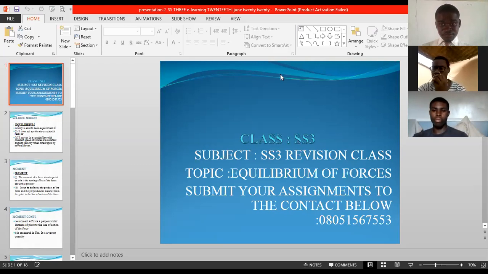So when the body acts at the same force, when all bodies act at the same force. Okay. A body is said to be at equilibrium if it does not rotate or move. That is, if the sum of forward forces is equal to the sum of backward forces, then that body is said to be at equilibrium or at rest.